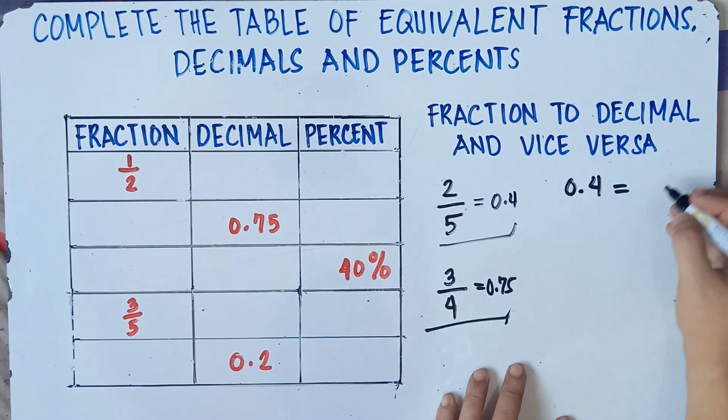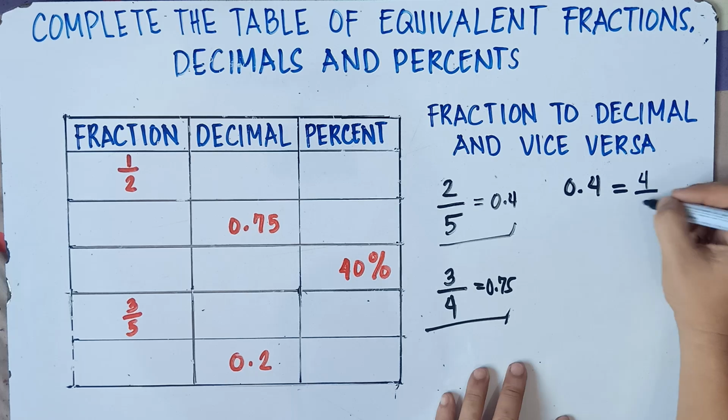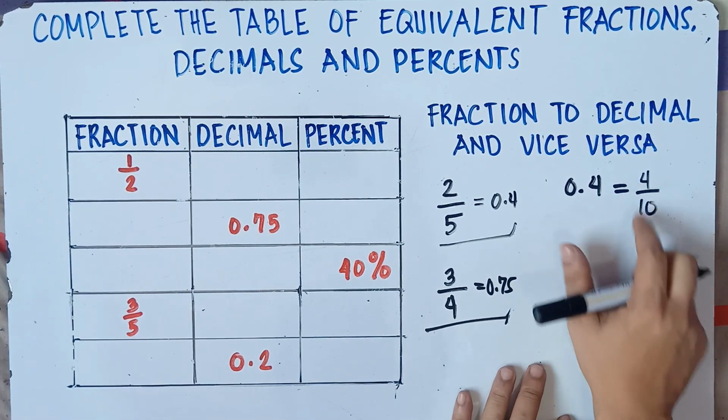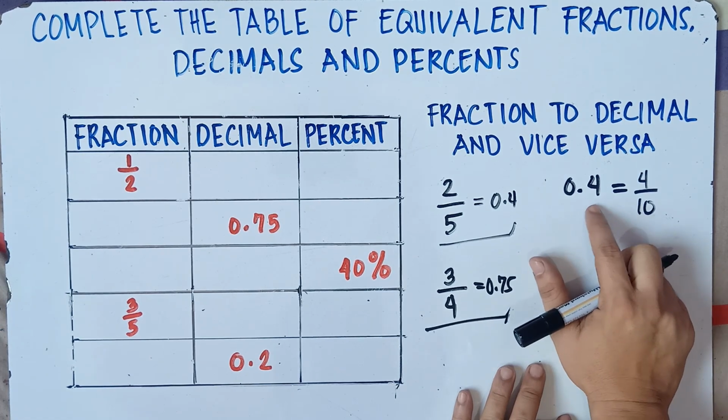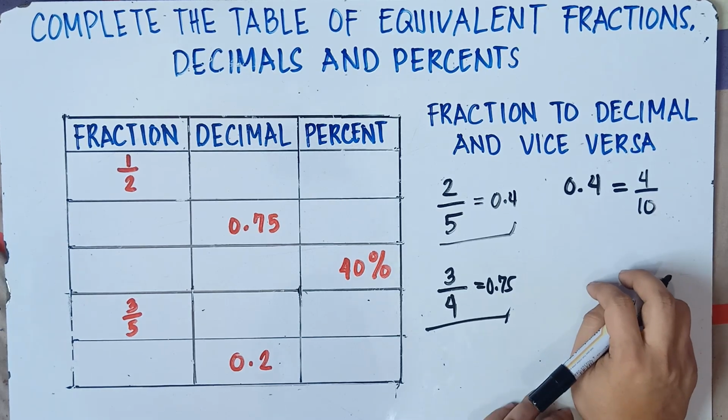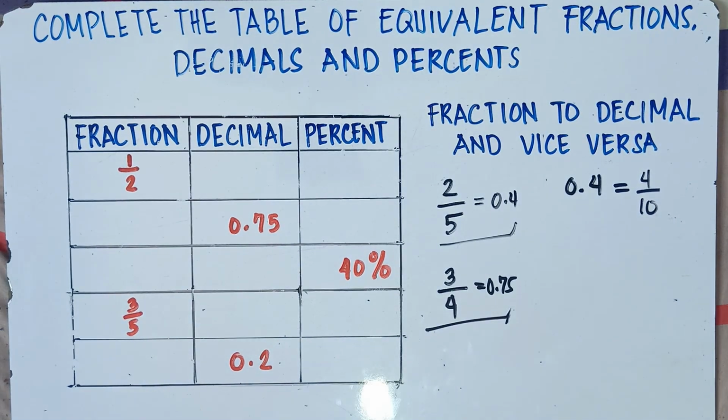So therefore, class, in this given scenario, we have 0.4. The place value of 4 is tenths. Therefore, we can write this one as 4 over 10. This is just the same, class. 0.4 is just the same as 4 over 10, because the place value of 4 is tenths. 4 over 10, then can we reduce?